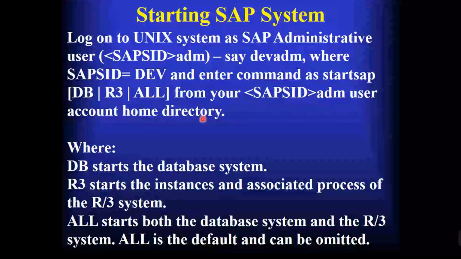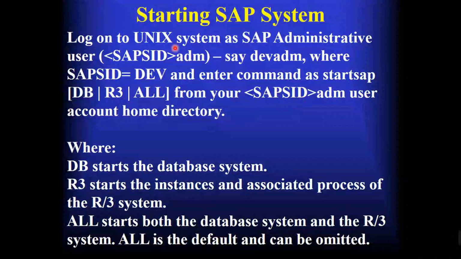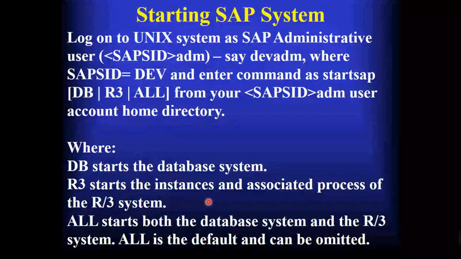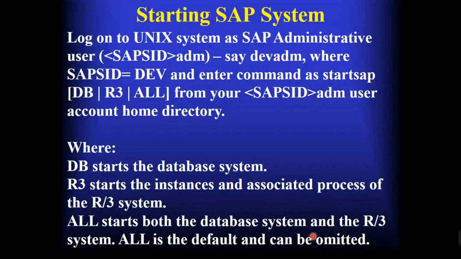That means you have to come to the particular home directory of the user and then start it. This is a part of Unix and Linux. You will get to know when we come into it. Where DB starts the database system, R3 starts the instances and associated processes of the R3 system, and all starts both the database system and the R3 system. All is the default and can be omitted also. It is up to you.